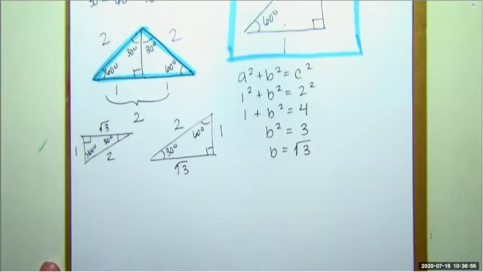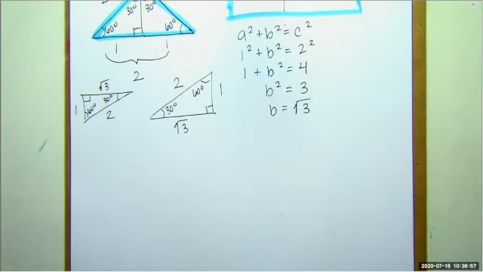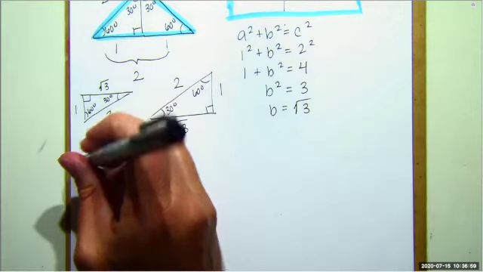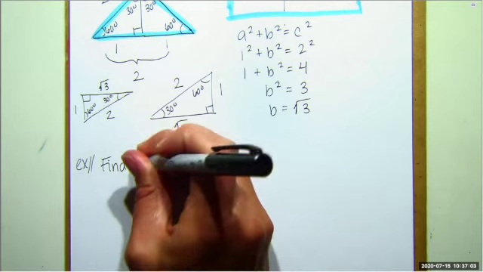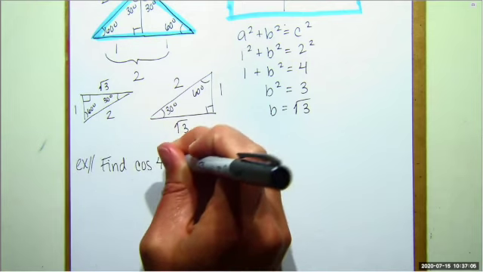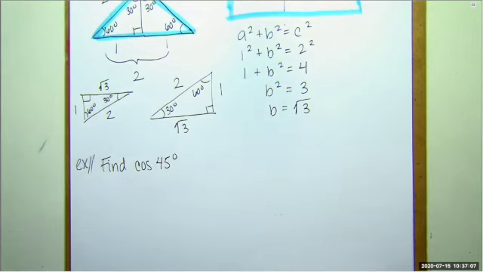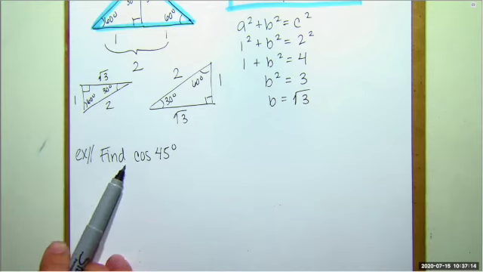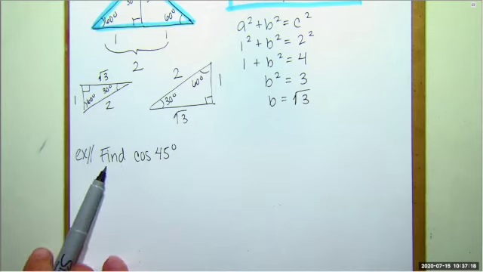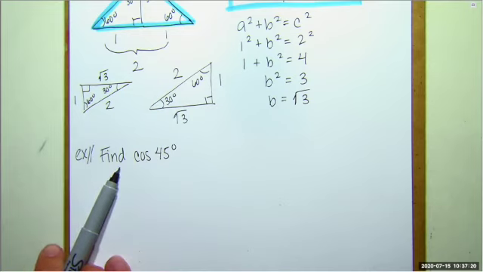Okay, so now let's use this knowledge that we just acquired to answer some trig questions. So first example, let's find cosine of 45 degrees. So on your homework or on a quiz or a test, you might see the word find, or the other one you might see is the word evaluate. So if you see the word evaluate cosine of 45, evaluate means find the value.